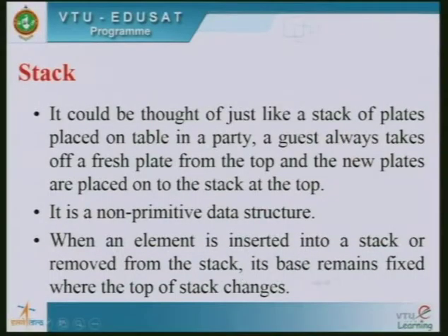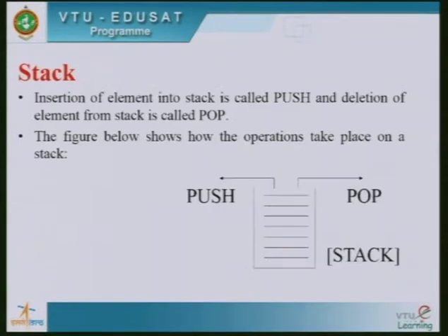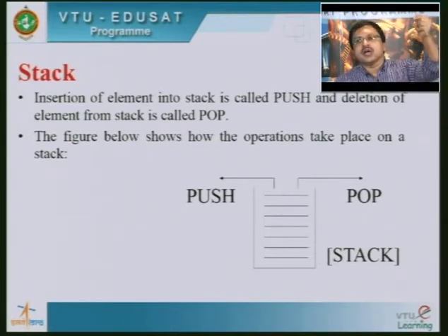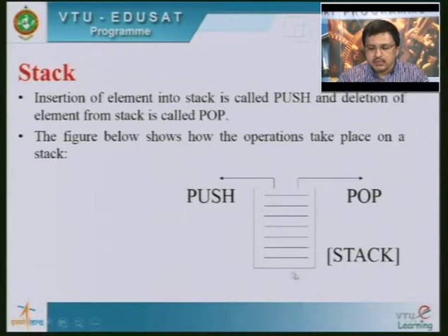When an element is inserted into a stack or removed from the stack, its base remains fixed, whereas the top of the stack changes. You will understand that better with a figure. Just imagine this data structure like an open bucket. There is no top to this and there is a bucket which has a bottom. So, this has a fixed bottom, only the top varies. For example, the top element is here, in the first line. If I remove this, the top becomes this. So, the top is moving up and down. When you push it goes up, when you pop it goes down, and the bottom of the stack remains the same.